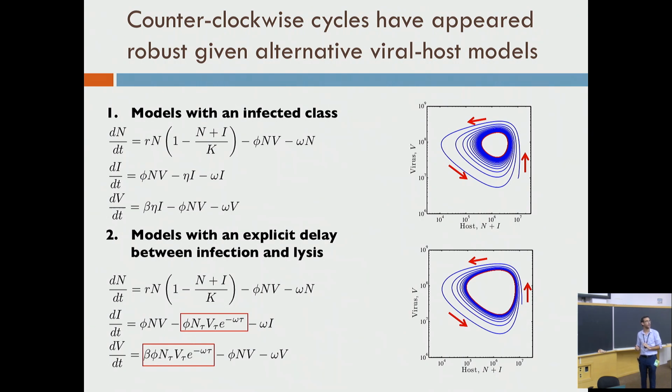Okay? So n tau denotes n of t minus tau, v tau denotes v of t minus tau. We go backwards, time tau before, and say, how many new infected cells were produced at that time? Those should be ready to burst right now. The problem is, not all of them made it, because it's a chemostat with a washout rate omega. So we have to ask, what fraction of those infected cells tau ago are still in the chemostat? And the answer is e to the minus omega tau.